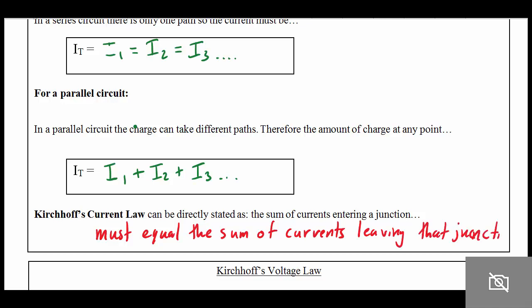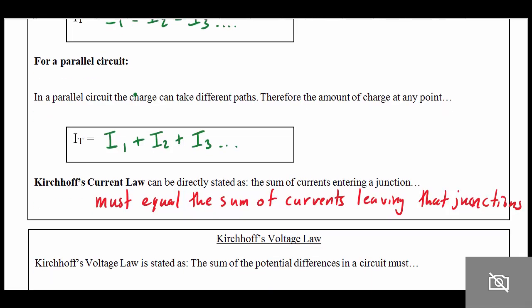And this is just another way of saying, essentially, that charges aren't going to disappear. Electrons aren't just going to magically disappear into a puff of smoke. They're going to keep on moving through the circuit, and they may split apart, but they're going to come back together at a later point.